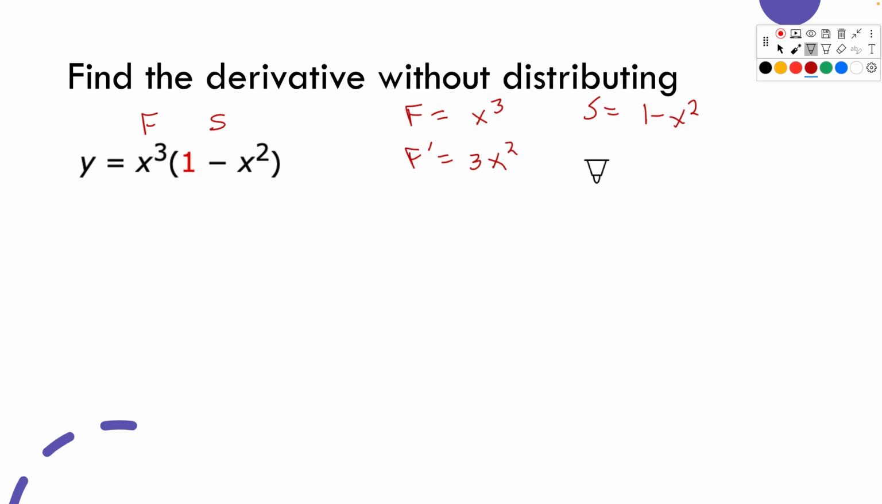Again, it's just copying it over. And then the derivative of the second one, derivative of 1 is 0. Derivative of negative x squared is negative 2x.